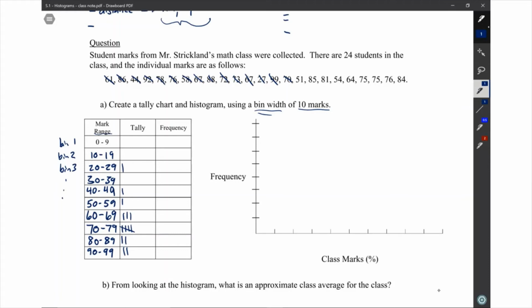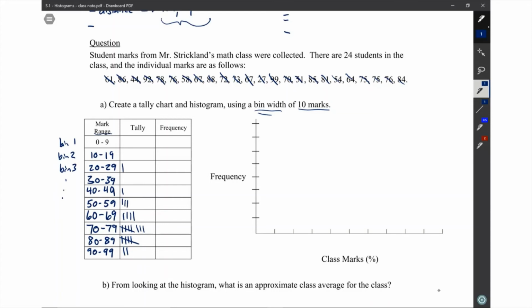Remember, when we're making tallies, every fifth one we put a horizontal cross in between our vertical tallies so we can group together our five tallies for easy counting later. 64, almost done here. And 84 falls between 80 and 89. So there we go. Now we have all of our mark ranges and we've tallied up every single mark of these 24 grades to put into the chart here.